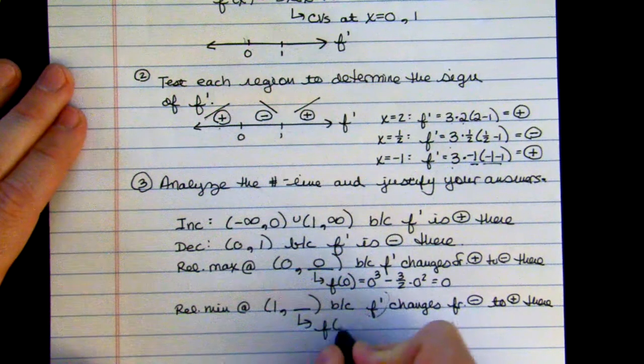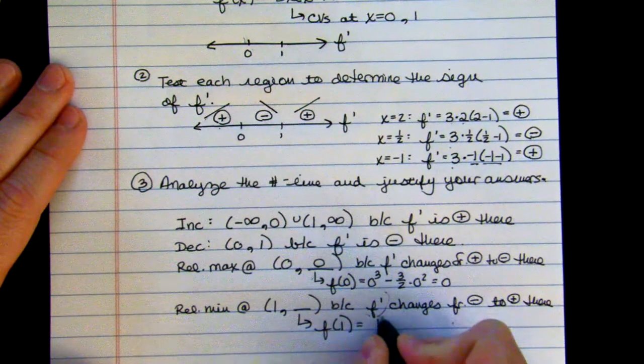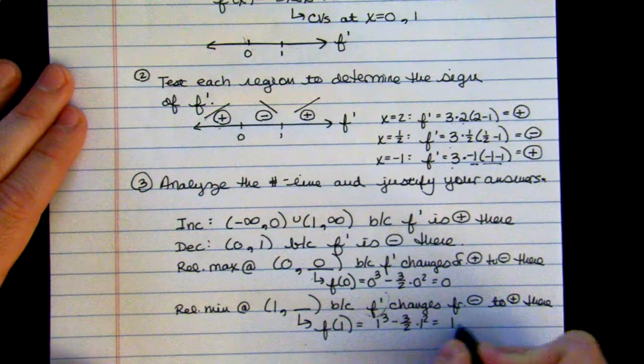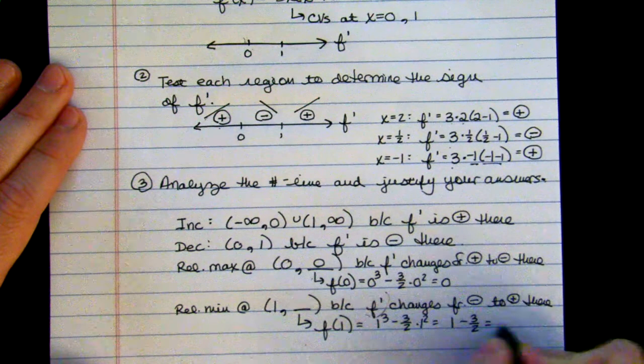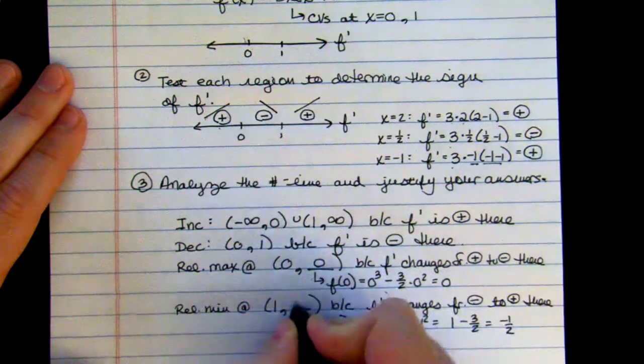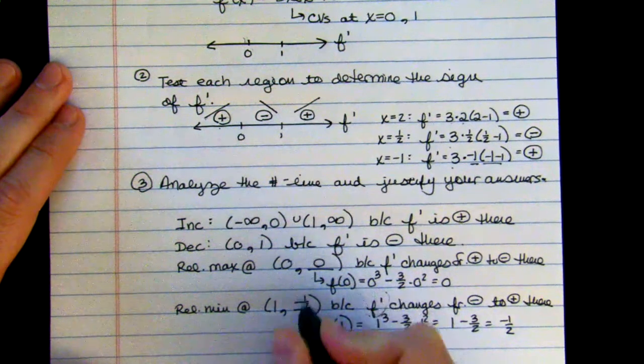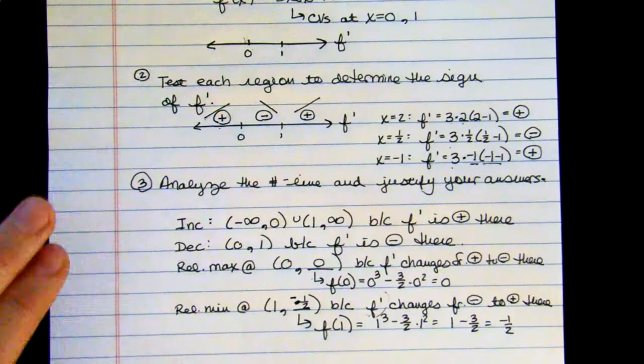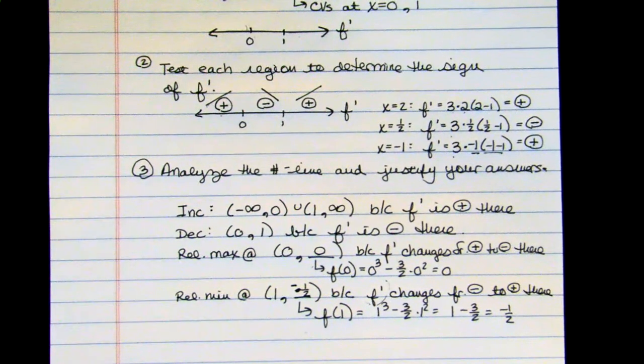I'm going to go back and plug into the original. F of 1 is 1 cubed minus 3 halves times 1 squared. That is 1 minus 3 halves, negative 1 half. 1 comma negative 1 half. That's a negative in case you couldn't tell. Negative 1 half is where we have our relative minimum.